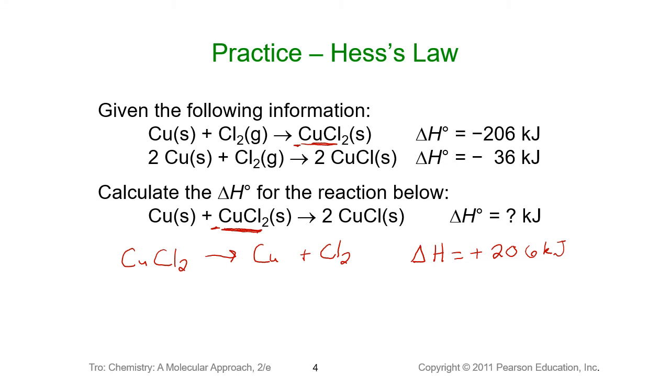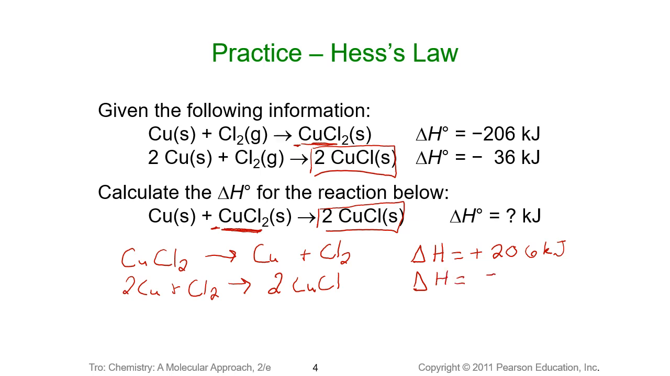Now, if we look at the second chemical reaction, the thing that is unique is the copper 1 chloride. Because they are both on the product side and there's the same coefficient, we don't have to do anything to that chemical reaction. Because we don't do anything to the reaction, we don't have to change our delta H.